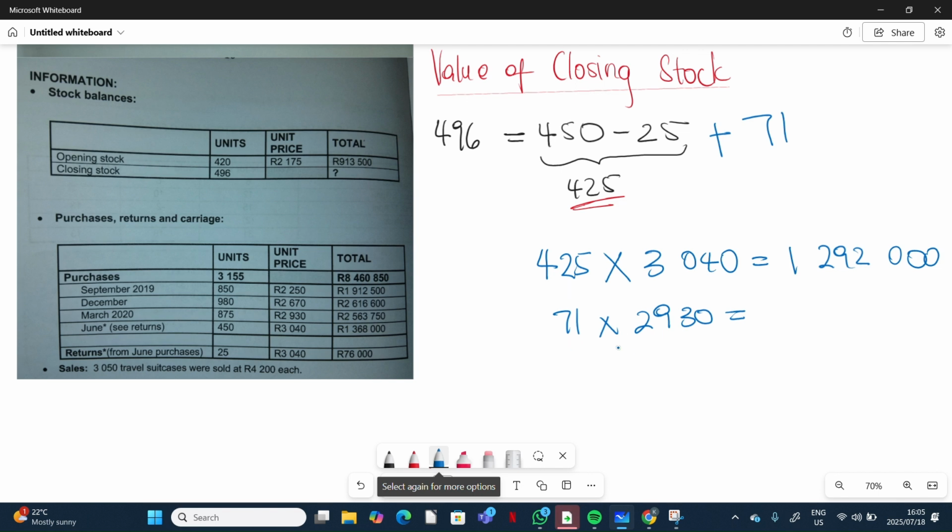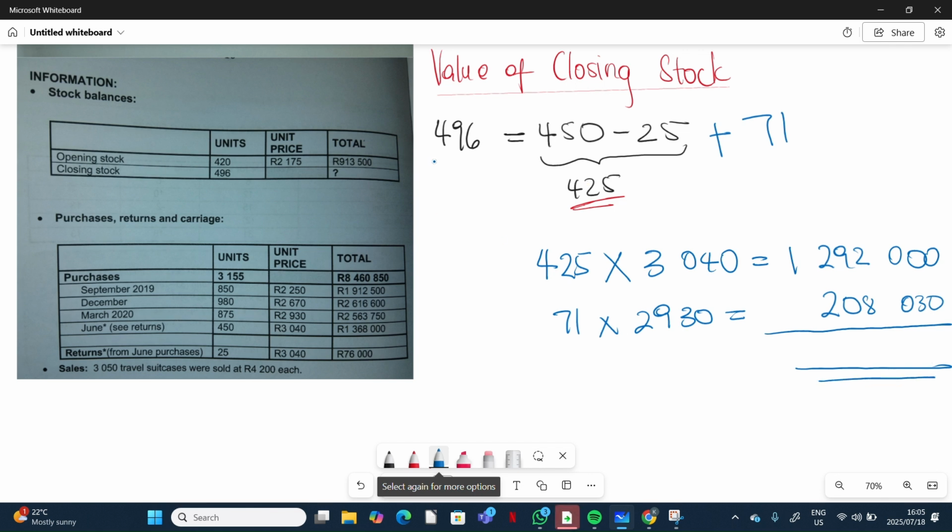Then with the 71 now times 2,930 rands per unit, right? Remember, these ones are per unit, right? And these are the units that we have. So we need to multiply it, right? So that's why we're multiplying it. So we have 71 times 2,930. Then that is going to basically give us 208,030. All right, 208,030.